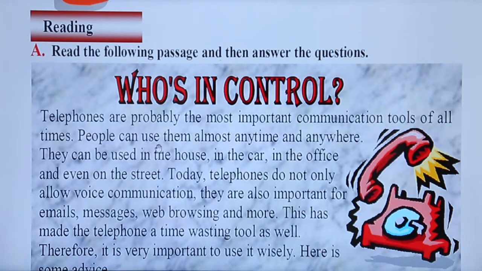People can use them almost any time and anywhere.